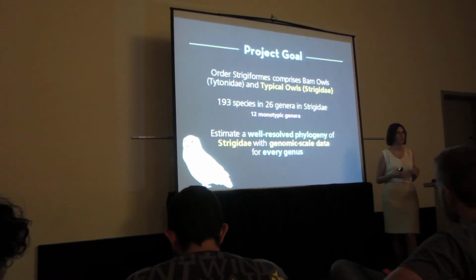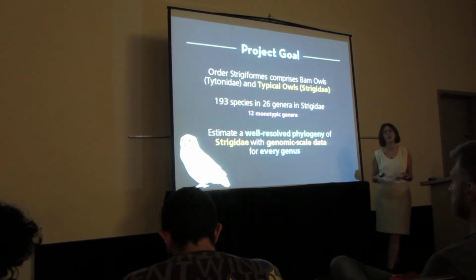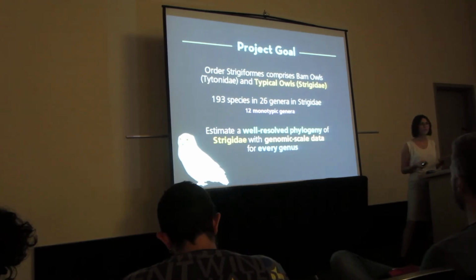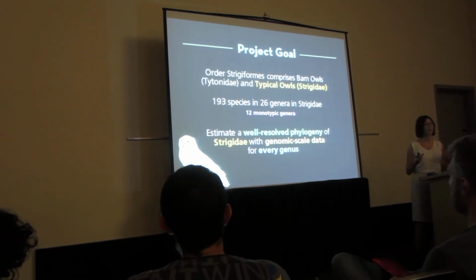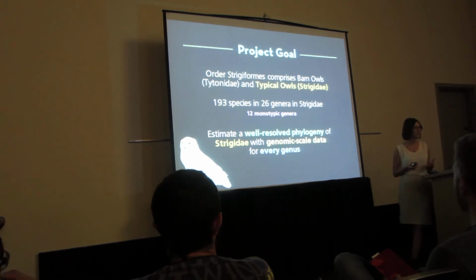The ultimate goal of this project is to produce a well-resolved phylogeny of the owl family Strigidae with genomic scale data for every genus. Strigidae is the larger of the two families of owls, the other being the barn owls. There's about 190 or so species in Strigidae.